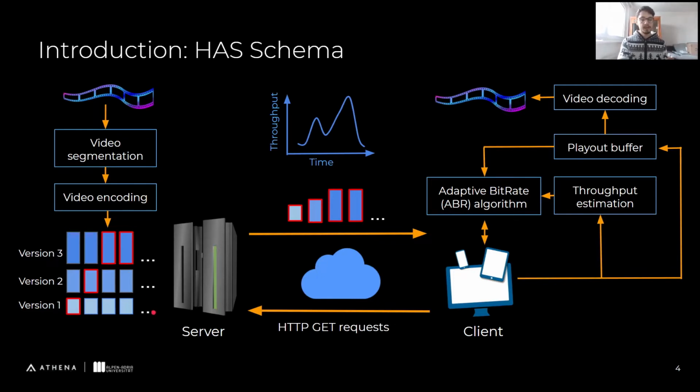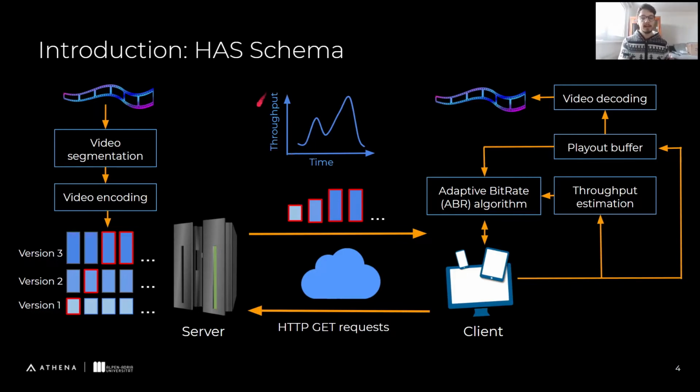After the different versions are created, the client, which can be a smartphone, a tablet, or a laptop, can request these segments via HTTP GET requests, and the server will then answer by sending these segments to the client. And which segment do we need to download? How can we decide which segment?